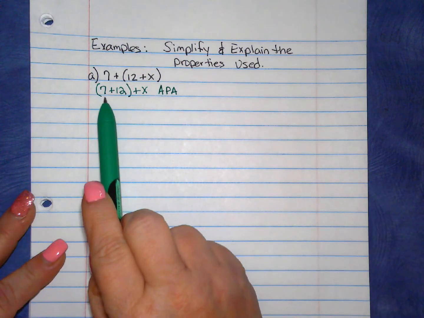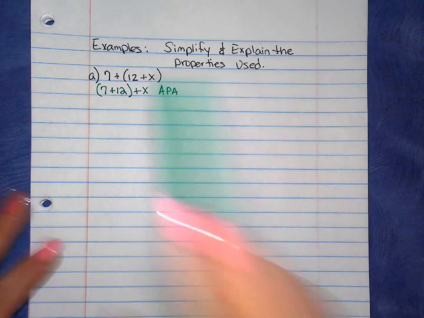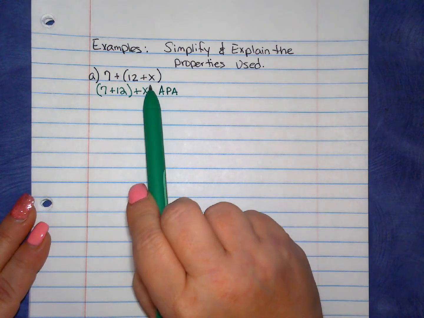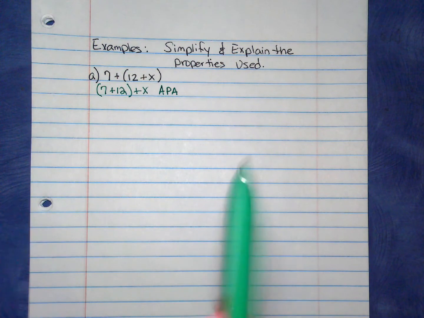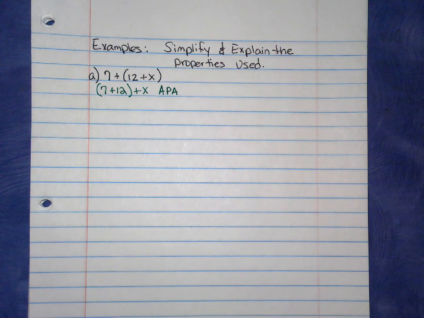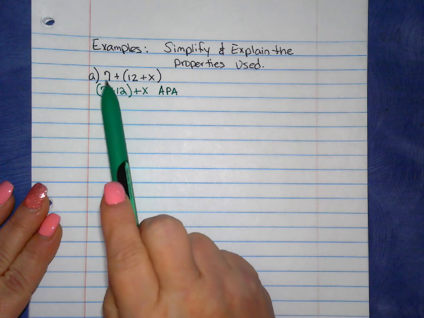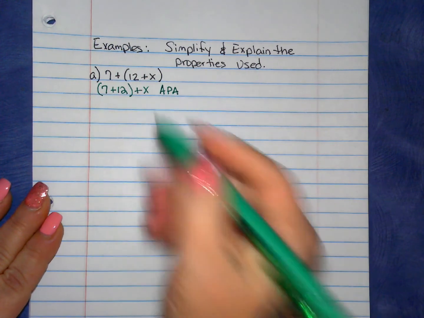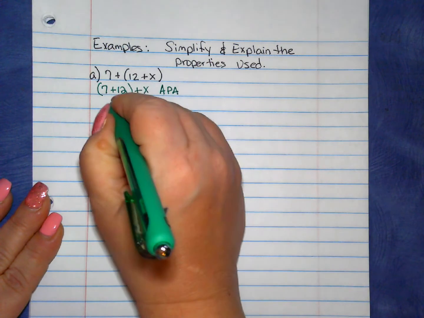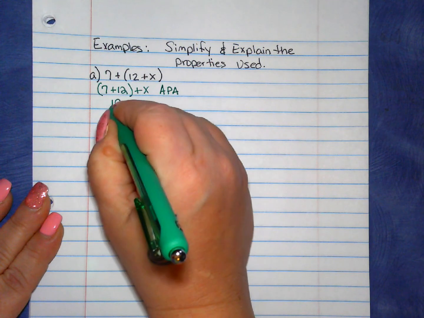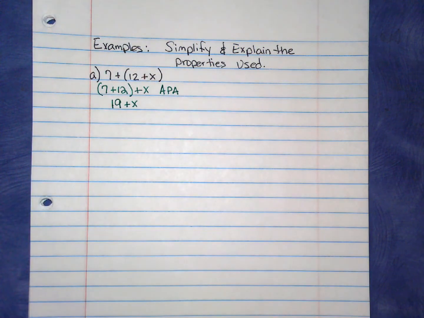Now, after we use the associative property, I can actually do a little math to simplify, can't I? Before, I couldn't add 12 to x because I don't know what x is, right? But now that I've moved my parentheses so that I can add my 12 and 7, now I can do a little math. So I have 7 plus 12 is 19 plus x. And that's as small as I can make it because I haven't been given a value for x.